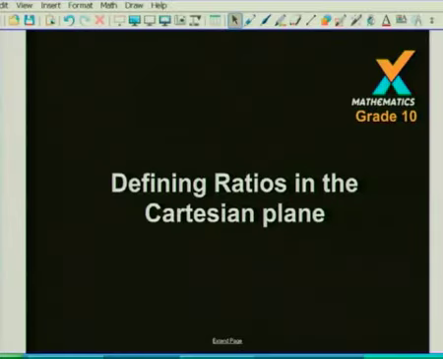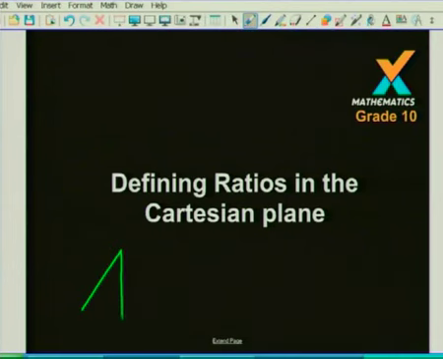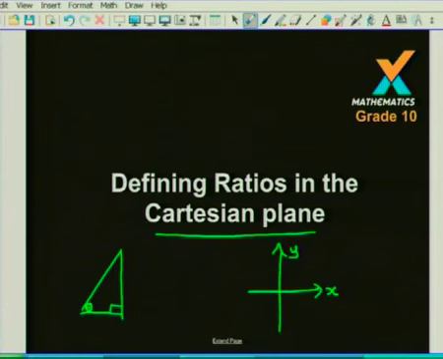You have already learned how to use the primary ratios. So let's talk about it. It's defining ratios in the Cartesian plane. Previously you've worked with this, but you've always worked with it in triangles. Now we're saying, that's all very well if we're working in a triangle, but we need to be able to define it within a Cartesian plane, which is your x and y axis. So we need to transfer what we've learned here onto here, and in particular we have to work with our reciprocals.